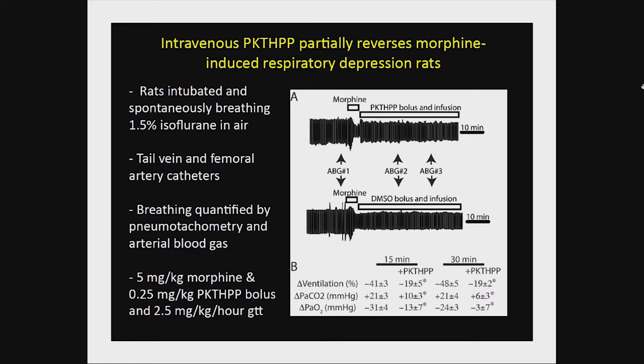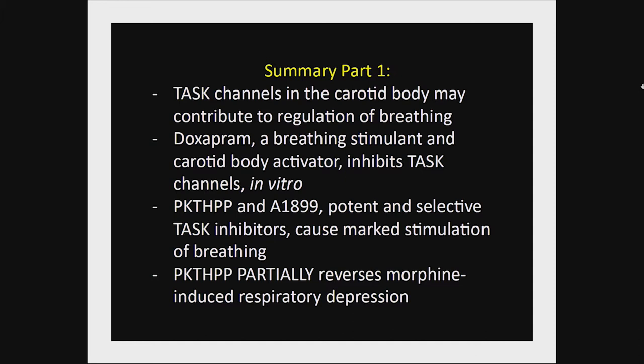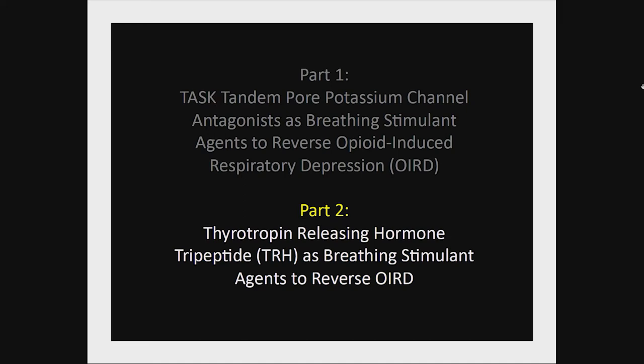So just in summary for part one, I showed you that TASK channels in the carotid body may contribute to regulation of breathing. Doxepram, a breathing stimulant and a carotid body activator, inhibits TASK channels in vitro. PK-THPP and A1899 are potent and selective TASK inhibitors, and they cause marked stimulation of breathing. And then PK-THPP at least partially reverses opioid-induced respiratory depression in rats. So I'll next talk about TRH as a breathing stimulant.